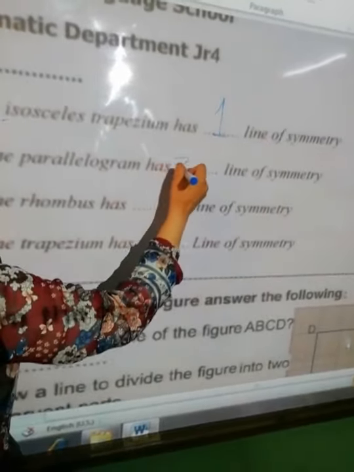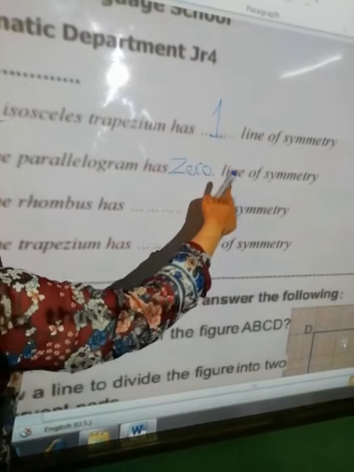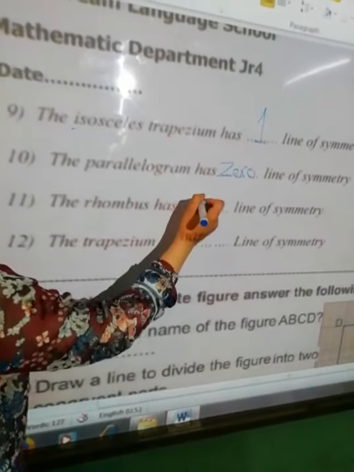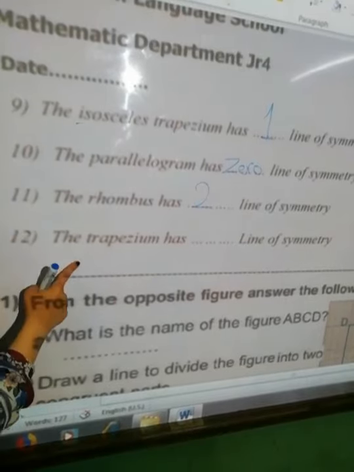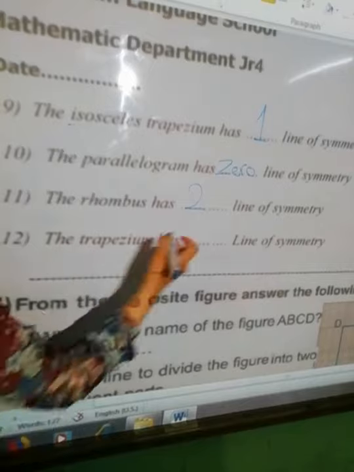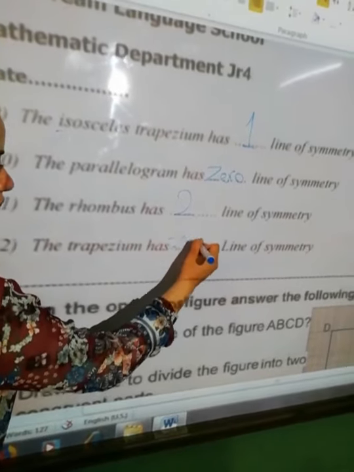Number 10, the parallelogram has how many lines of symmetry? Parallelogram has 0 line of symmetry. Number 11, the rhombus has how many lines of symmetry? Just 2. Number 12, the trapezium has how many lines of symmetry? Trapezium has 0 of symmetry.